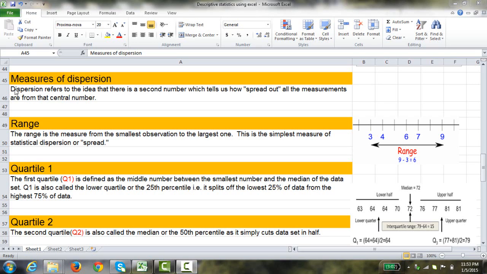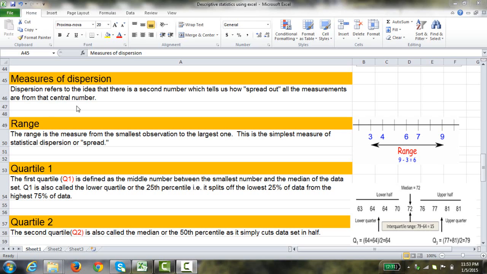Hello everyone, in this video we will discuss the measures of dispersion. Now, what is dispersion? Dispersion refers to the idea that there is a second number which tells us how spread out all the measurements are from the central number. Let us see the various measures under dispersion.